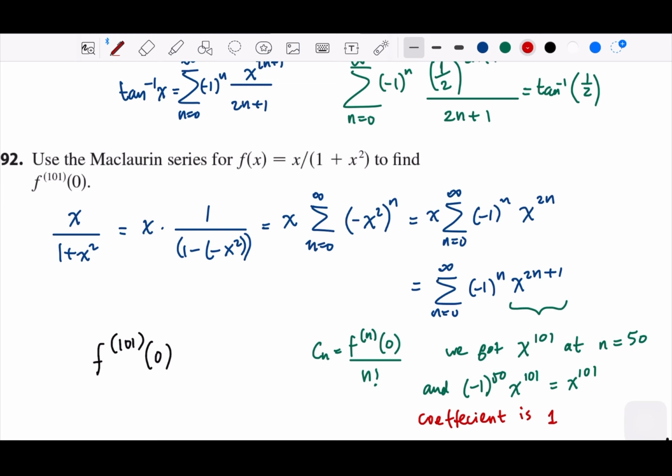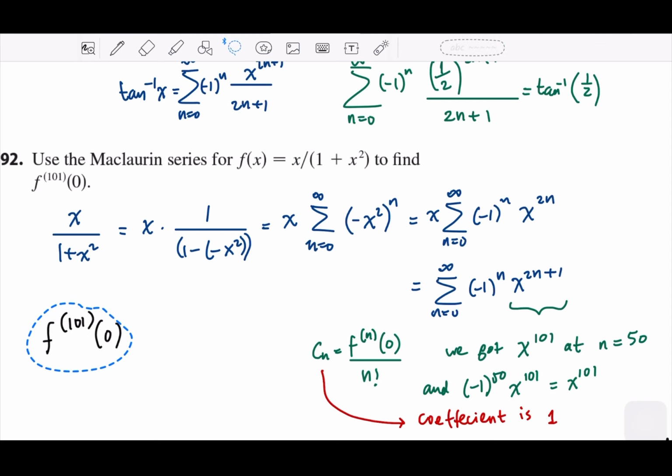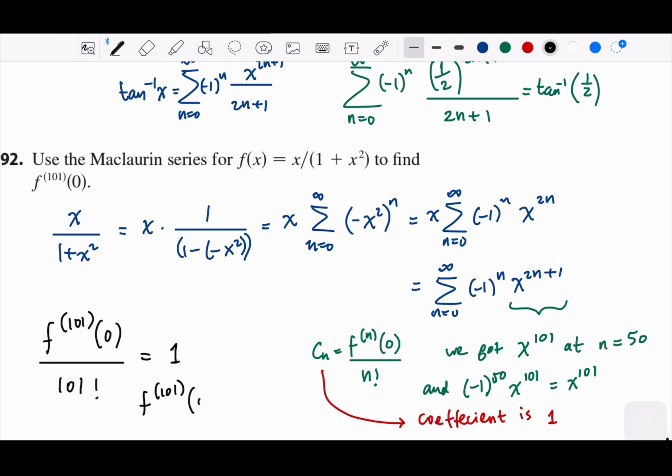So it means that this is the c_n, okay. So this, divided by 101 factorial, is equal to 1, right? So f^(101)(0) is 101 factorial.